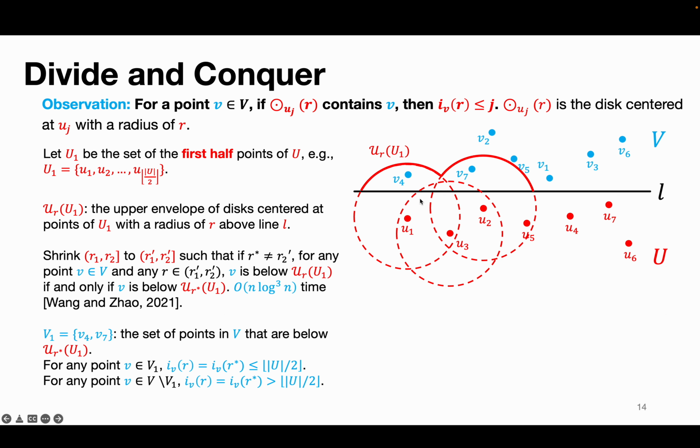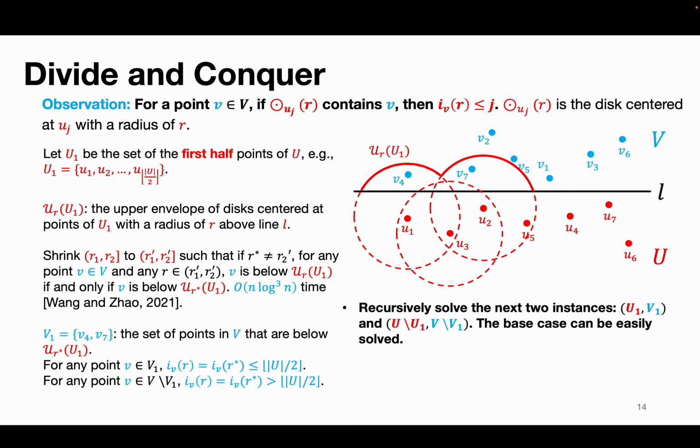For any point v that is not in V1, I_v(R) is equal to I_v(R*) and is larger than the cardinality of U divided by 2. So we can recursively solve the next two instances. The first one is defined for U1 and V1, and the second one is defined for the rest of the red points and blue points, until the base case is reached, where the number of red points is only 1, and the base case can be easily solved.